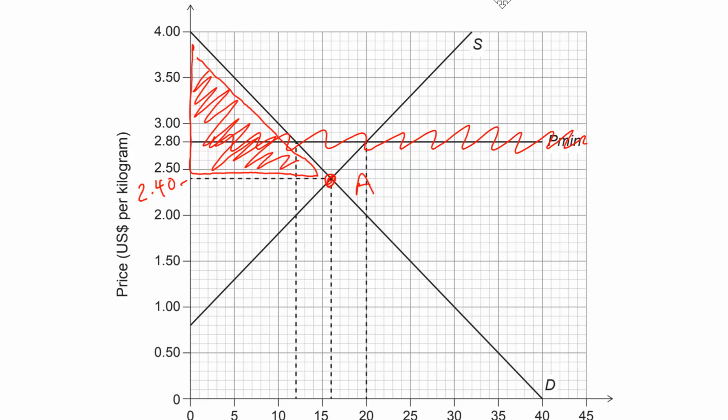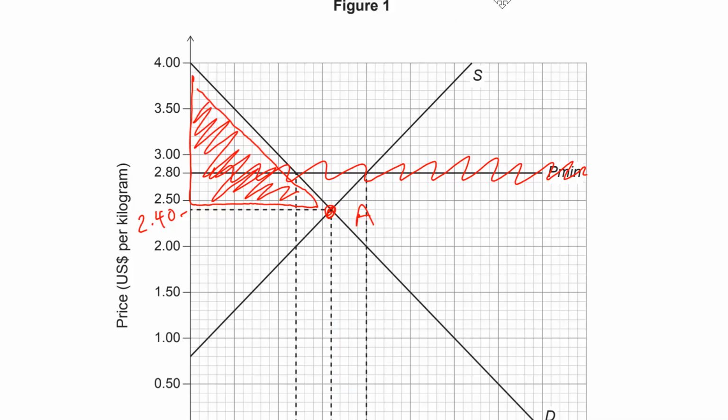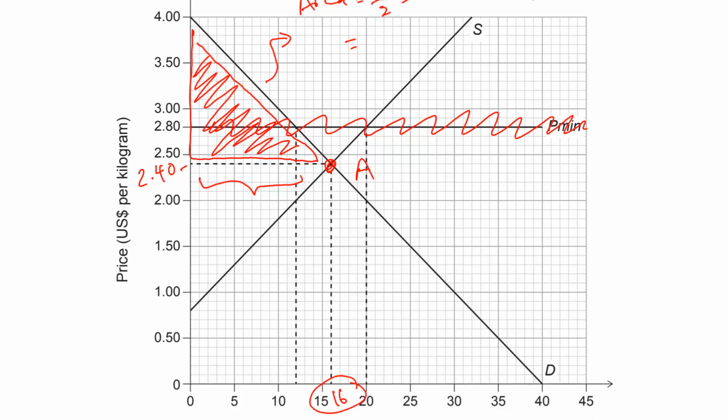So that thing over there is going to be $2.40, and if we drop this down over here, we can see that's going to be like 16 or something. Okay, so to figure out consumer surplus, we take the area of that triangle, and to get the area of the triangle, we go half base times height. So this triangle has a base of 16, and this vertical height over here is going to be 4 minus 2.4. So 4 minus 2.4 is like $1.60 if I'm not mistaken.